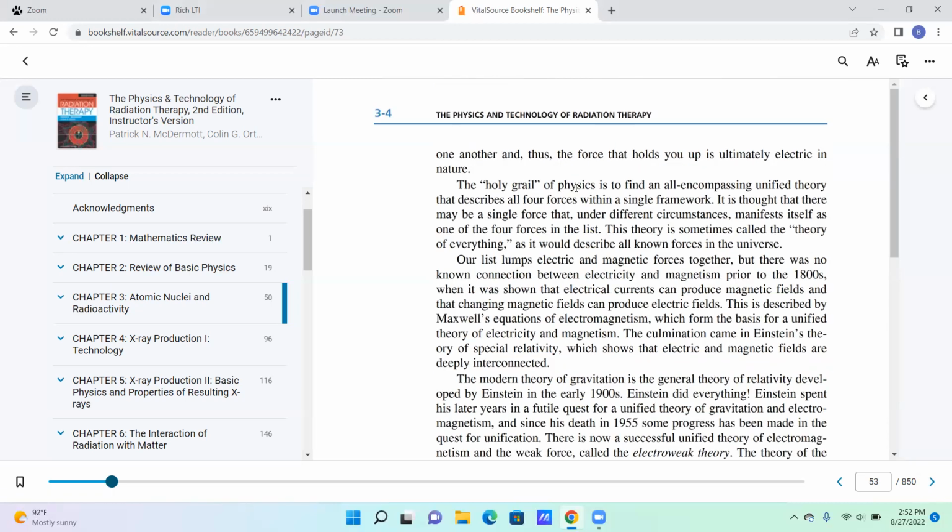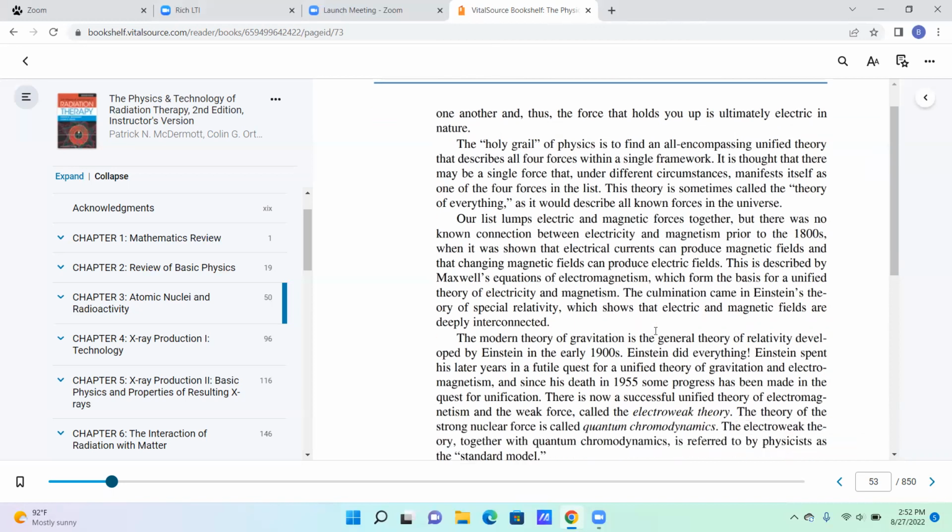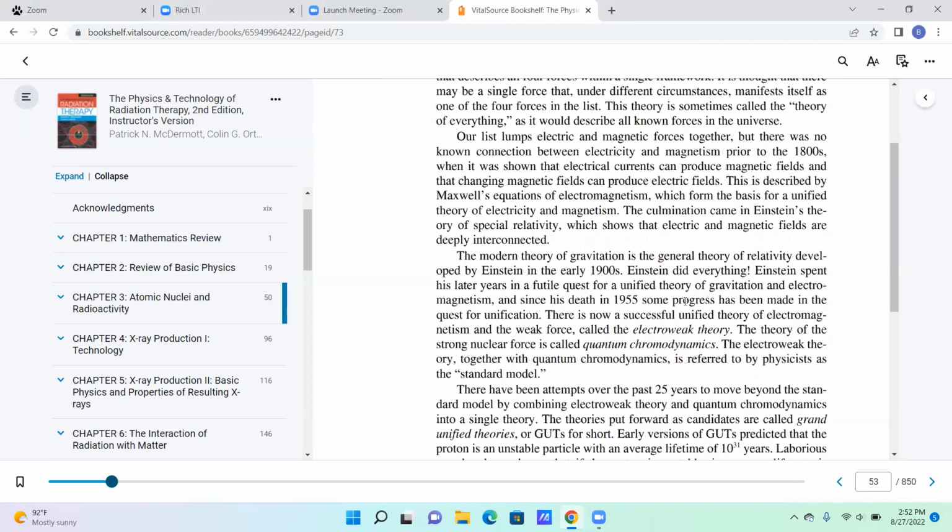If you ever get to the point where you are bored and you really want to waste some time, try looking for what they consider to be the holy grail of physics, which is an all-encompassing unified field theory that describes all 4 forces within a single framework. Very difficult thing to do, and a lot of people have spent a lot of time thinking about that.